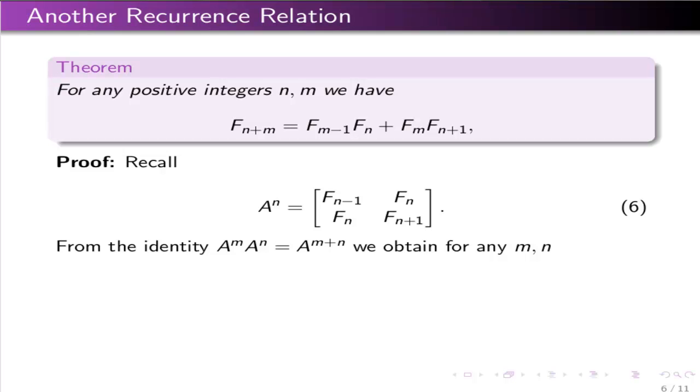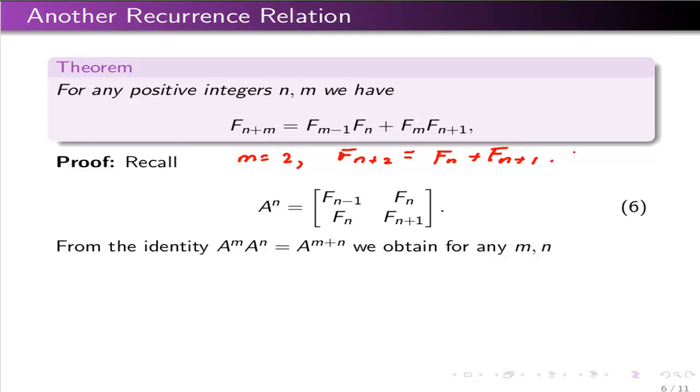For any positive integers n and m, the n plus mth Fibonacci number equals F_{m-1} times F_n plus F_m times F_{n+1}. So notice this generalizes the defining relationship. When m equals 2, you're getting that F_{n+2} is F_n plus F_{n+1}. So we generalize that.